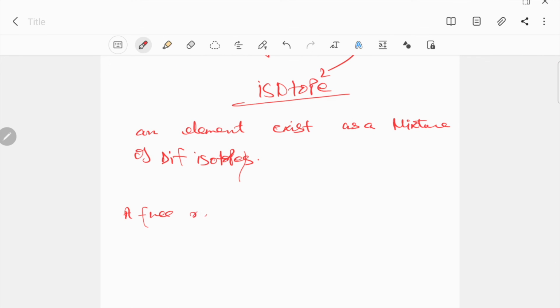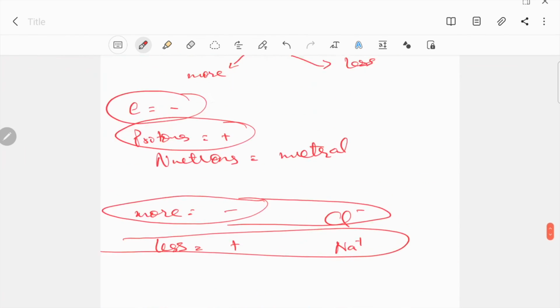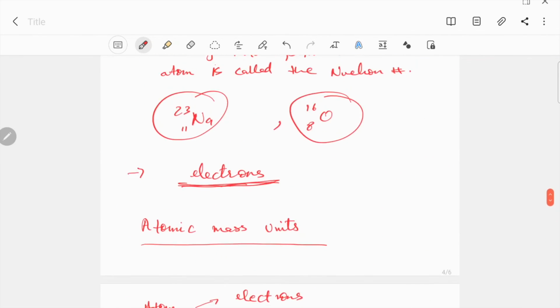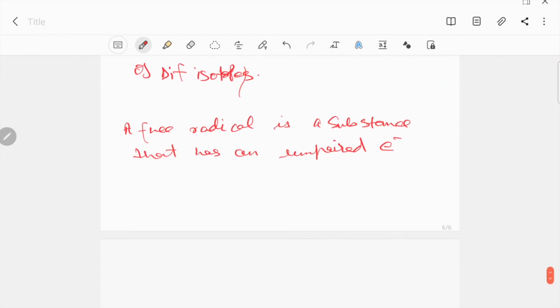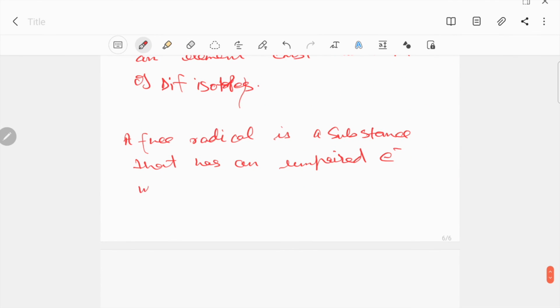A free radical is a substance that has an unpaired electron. Remember, when we talked about the shells here, I told you guys that they are in pairs, whereas the free radical has an unpaired electron, which makes it highly reactive as compared to an atom.